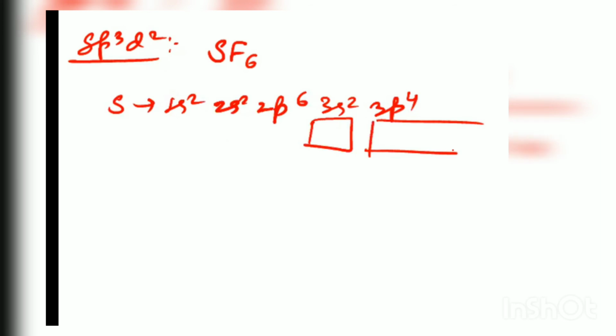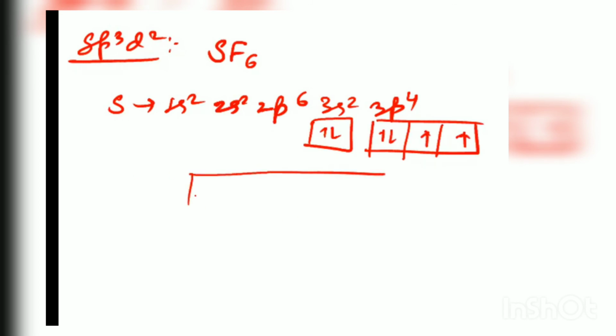Now let's see sp3d2 hybridization. In sp3d2 hybridization, the standard molecule will be SF6. So let us first write its electronic configuration like we did in the previous ones: 1s2, 2s2, 2p6, 3s2, 3p4. So here it will be like this. We know one s, three p, and two d, that means six sp3d2 orbitals will be formed.